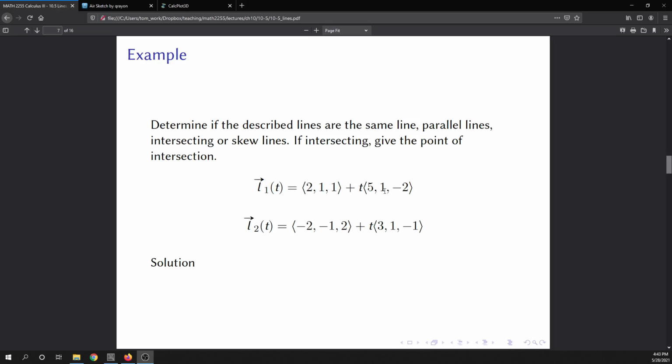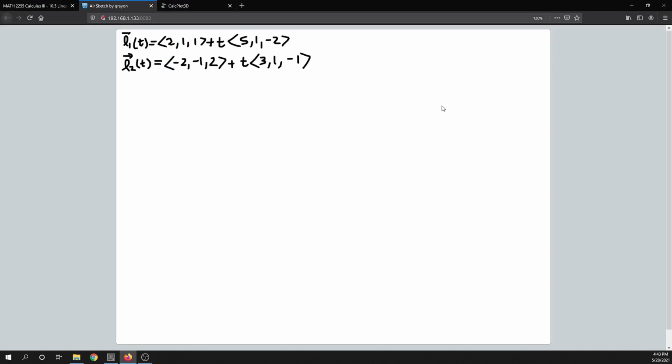Because that's not 1, and that would change the 1 here, right? The scalar would have to be a 1, because 1 times 1 is the only thing that's going to give me 1, but 5 times 1 doesn't give me 3. So that means these things are not parallel to each other, right? So in this case, they're either intersecting or skew. Okay. All right, so what we're going to do is use some algebra to figure that out.